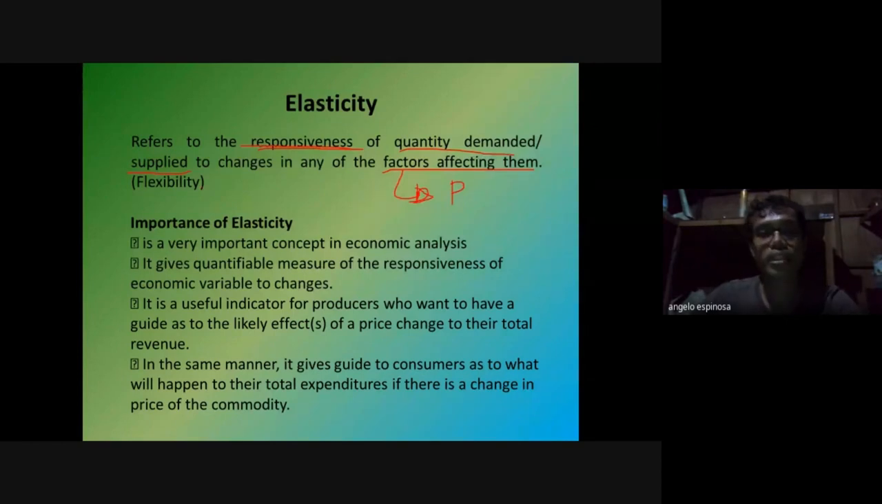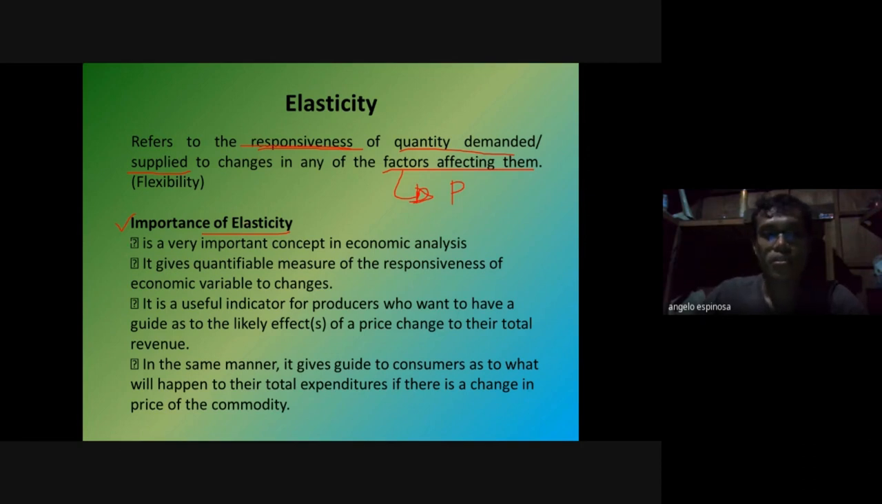Okay? So what are the importance of elasticity? Bakit ginagamit or bakit nagkaroon ng study ng elasticity? From the word itself, elastic, flexible. Lalo na pag rubber, it's flexible, it's elastic, it cannot be broken, but it can be burned. So in order to make it inelastic, you need to burn it. Okay, so that's what we call elasticity.